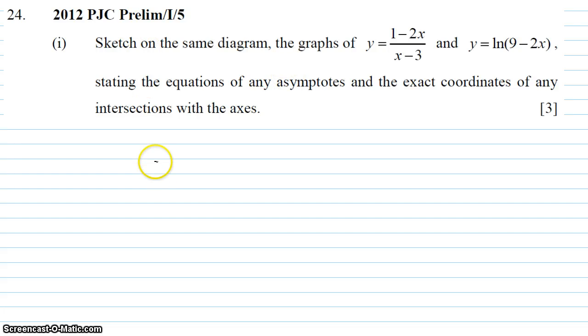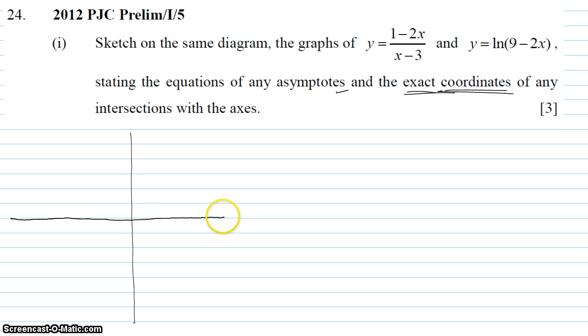Okay, so 24 part 1 asks us to sketch these two graphs, and in particular we have to state the equations of any asymptotes and the exact coordinates of any intersections with the axes. Mine will be a little messy, I'm afraid, because I'm drawing on a computer, but I'll do my best. You may hear me go quiet for a bit as I'm displaying extreme feats of concentration. So what have we got?